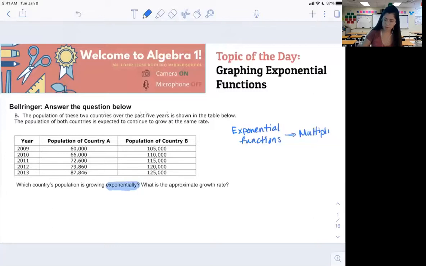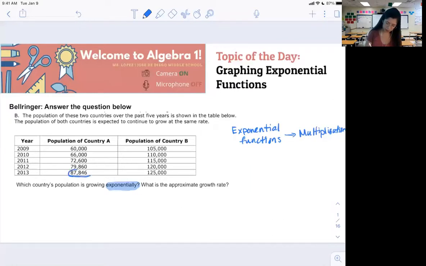Miss, but don't you have to do the reverse to find out if it's exponential? Yeah, I was just going to say. So, yeah, but in order to figure out if something is multiplying, we have to do the reverse, which is what? Division. We have to divide everything. We got to divide. So, how do I divide? Do I go from top to bottom or from bottom to top? Bottom to the top.